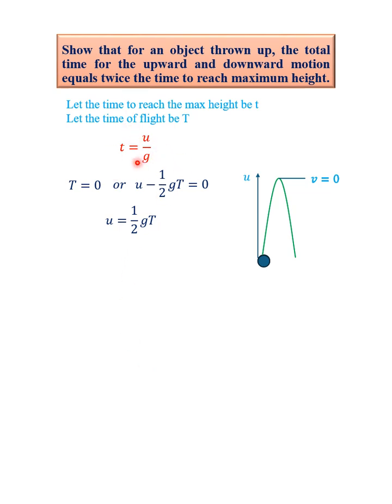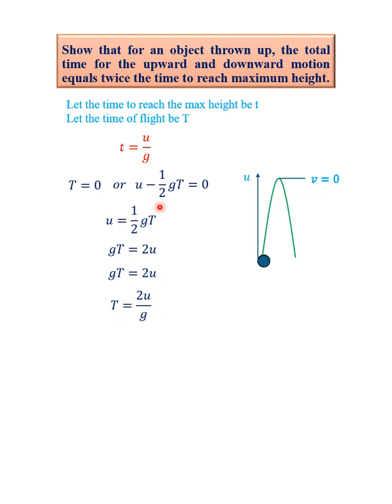So I've brought back what we derived earlier, the time to reach the maximum height, t equals u all over g. And we have also just derived that u equals half gt. So to make t subject of the formula, we can cross multiply. 2 times u equals gt. So we have gt equals 2u. To obtain t, we divide both sides by g, so that t will become 2u all over g. T equals 2u all over g.